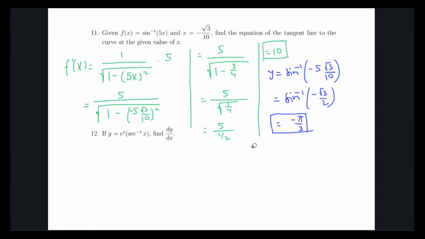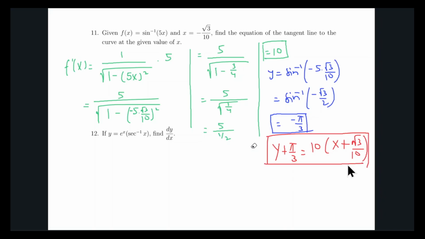Just be careful. So the equation of the tangent line will be y minus negative pi over 3, or plus pi over 3, is equal to the slope, which is 10, times x minus negative root 3 over 10, or plus root 3 over 10. So that is the equation of the tangent line. All right.